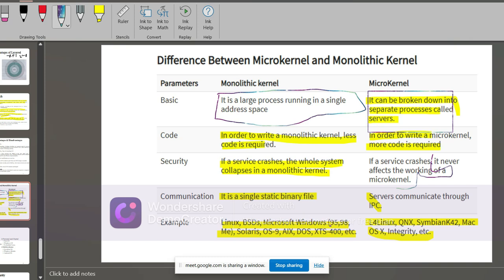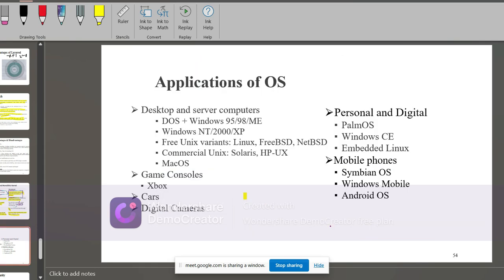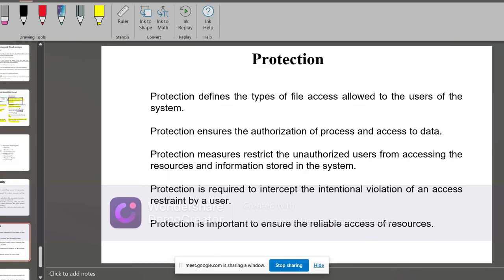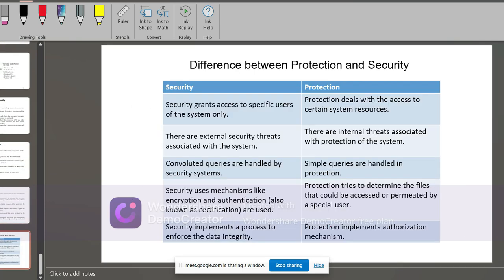Examples of monolithic kernels are Linux, Microsoft Windows, Windows 95, Windows 98, Windows ME. So these are the examples of monolithic kernels. And microkernels are macOS, L4 Linux. So these are the examples of microkernels. So these are the applications of an OS.